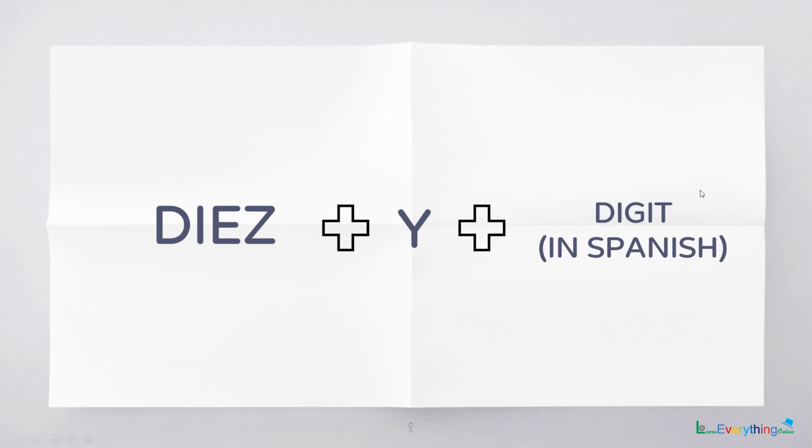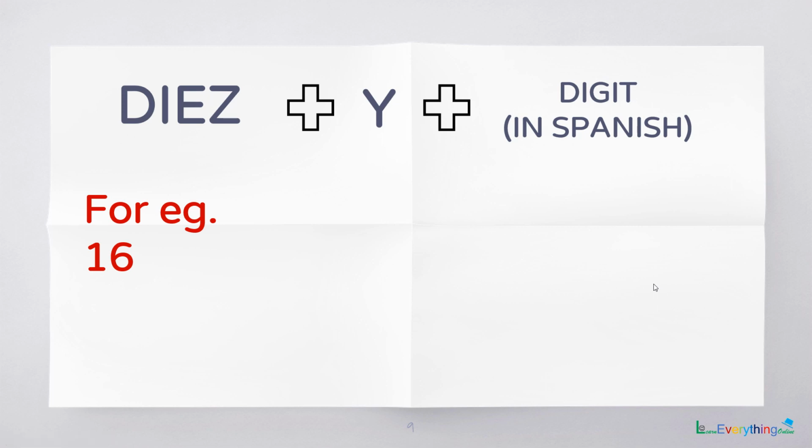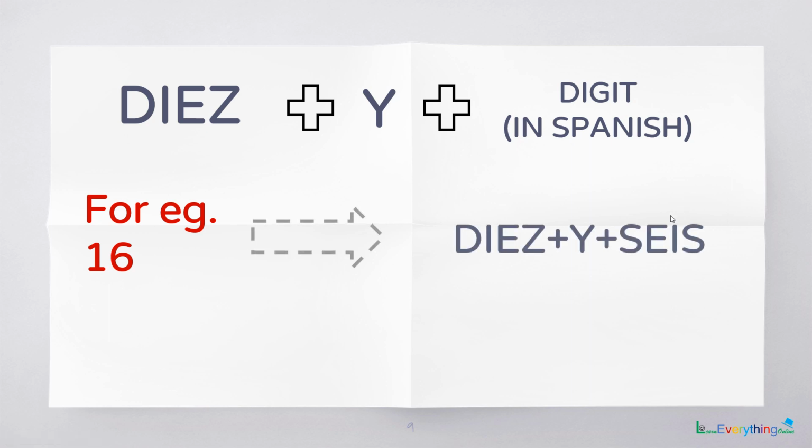What I mean by digit in Spanish is, for example, if we want to say 16, we have this formula: diez, e, and the digit in Spanish. So what we get is diez, e, seis. The units place digit is 6, so the number 6, that is seis, appears here. So for 16 we have dieciséis.